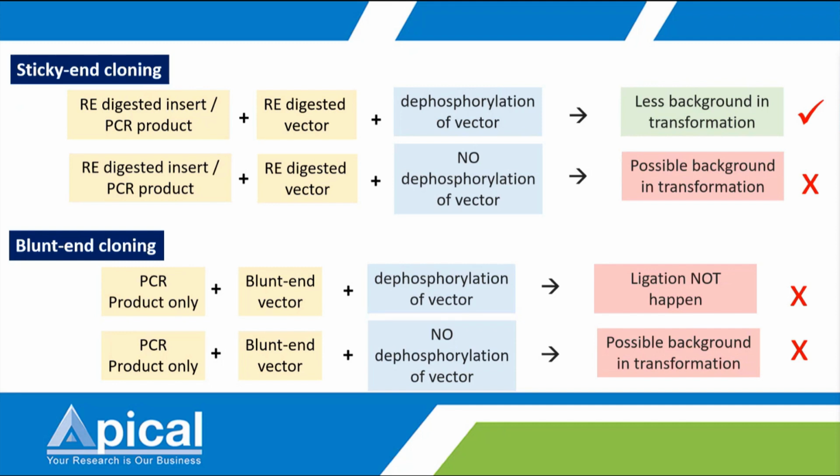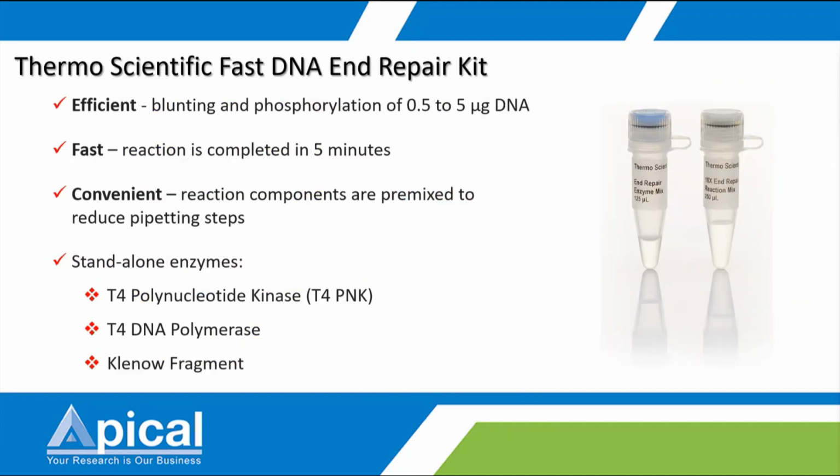So if you want to keep the vector dephosphorylated to avoid vector recircularization, then you also need to make sure your PCR product has the 5' phosphate group for your cloning. It means you need to add the 5' phosphate to your PCR product. So it means more work for your blunt end cloning.